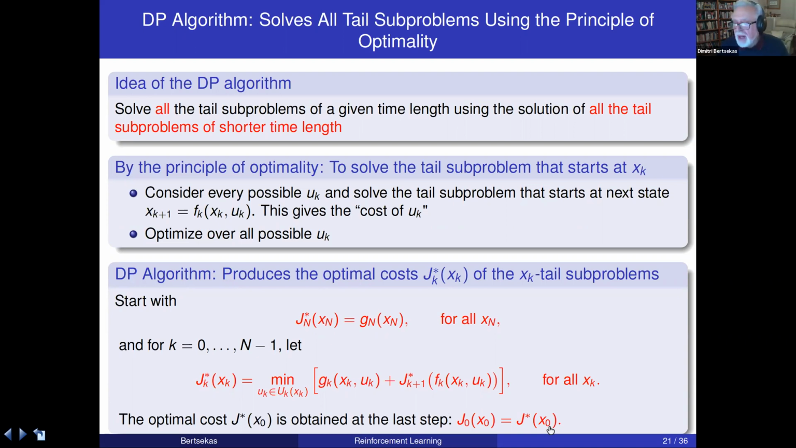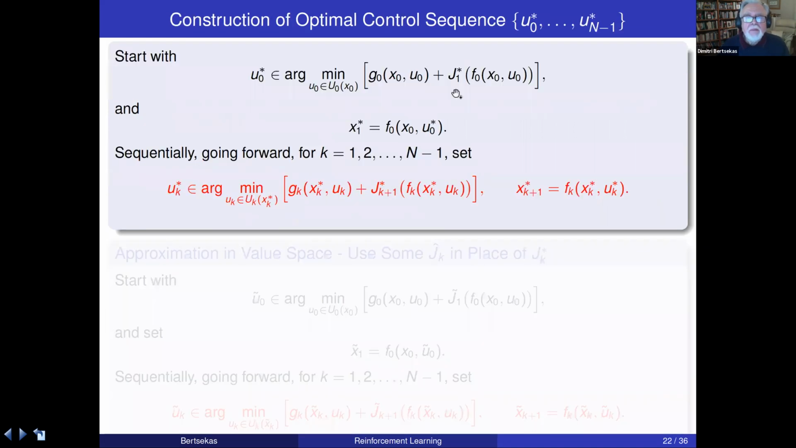And now we are ready to generate the optimal control sequence by going forward. After we have gone backwards, calculating the cost of the tail subproblems and all these J star k, we can generate the optimal control sequence going forward. Starting from the initial state x0, we have J1 star calculated, so we compute this first control. And we compute the next state, the state at time 1 that is optimal. And then we repeat, we obtain u1 star, u2 star, and so on, going forward with this equation.